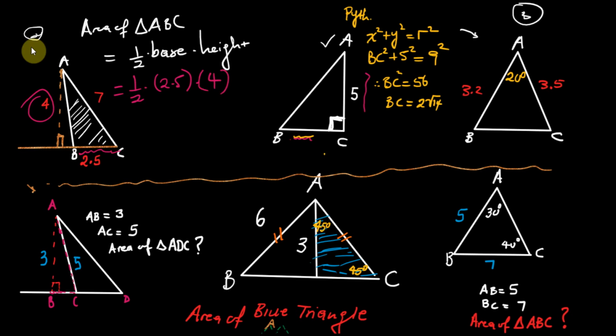So multiply by 4. So what do we have? Half times 4 times 2.5. Then what you get is 5. So it's 5 square units. I'm going to write it as 5 square units. Alright, now we're going to move to the last one and continue.